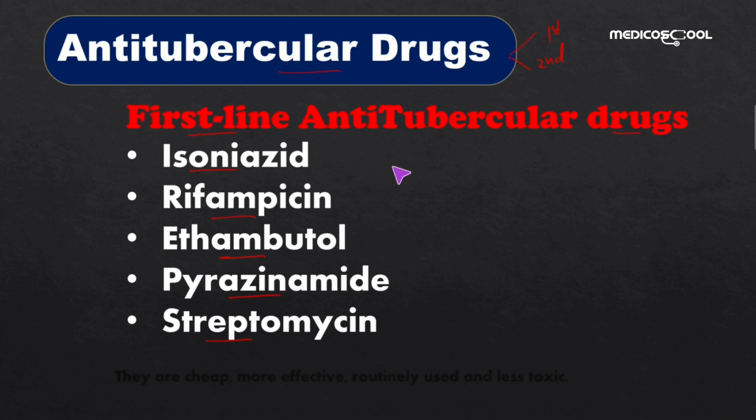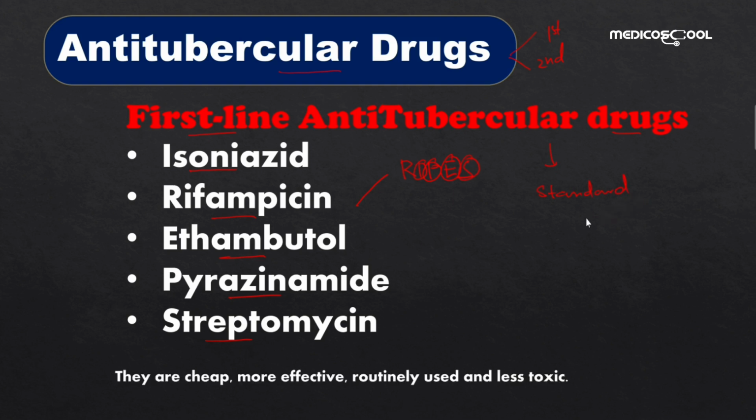But first of all, you can remember the first line anti-tubercular drugs by the mnemonic known as RIPES. R for rifampicin, I for isoniazid, P for pyrazinamide, E for ethambutol, and S for streptomycin. They are also known as the standard drugs because they are cheap, more effective, routinely used, and the less toxic anti-tubercular drugs.